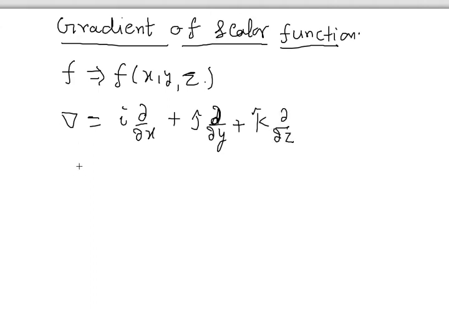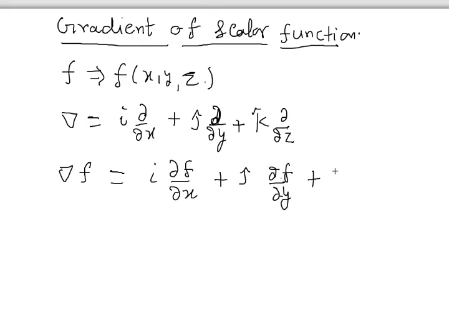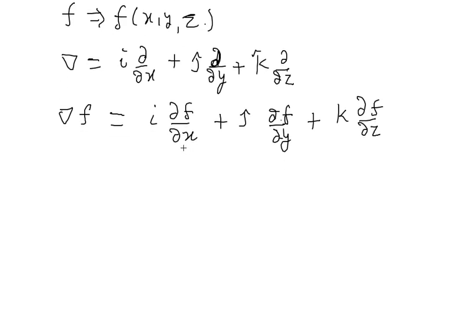So the gradient is defined by del f, which can be written as i del f over del x plus j del f over del y plus k del f over del z. So this del f is a vector function. Okay, so the gradient is a vector function and it has some properties.